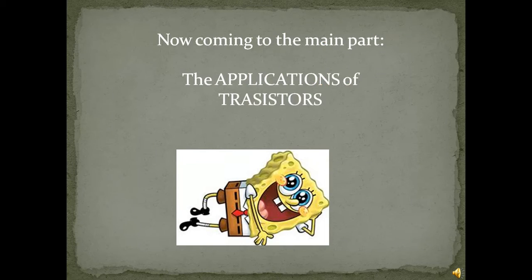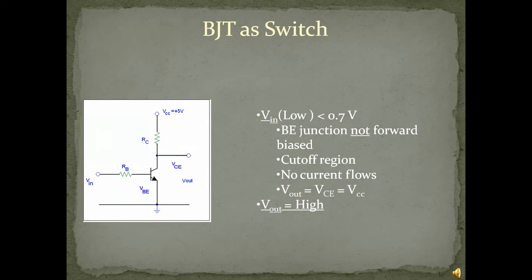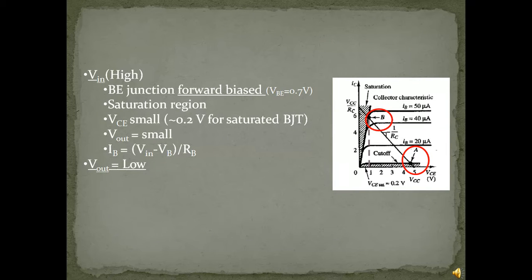Now coming to the main part, the application of transistor. BJT as switch. The circuit diagram for switch configuration is as shown. When the input voltage is low, the base emitter junction is not forward biased. Therefore, the output voltage is high. When the input voltage is high, the base emitter junction is forward biased. Therefore, the output voltage is low.